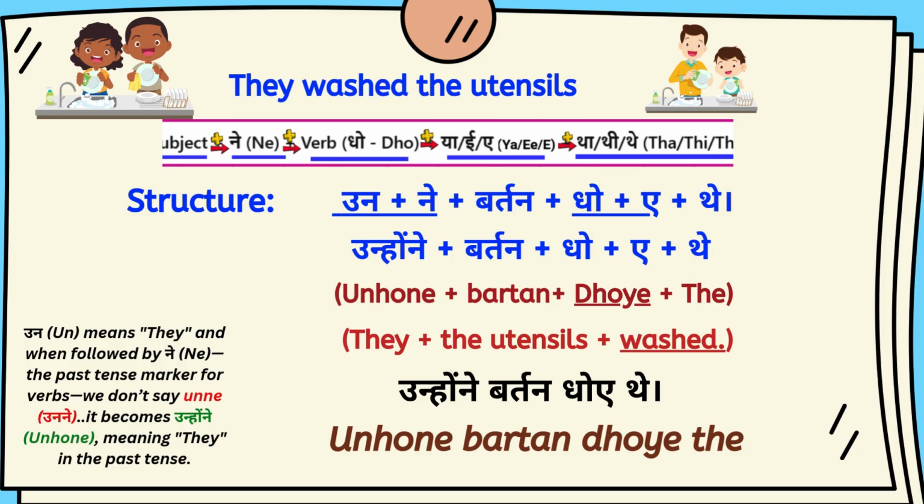धो, when followed by ए, becomes धोए. धोए is the past participle form for plural masculine objects, which means washed in Hindi. Followed by थे, which indicates the past perfect tense for plural objects. And so the sentence becomes उन्होंने बर्तन धोए थे.